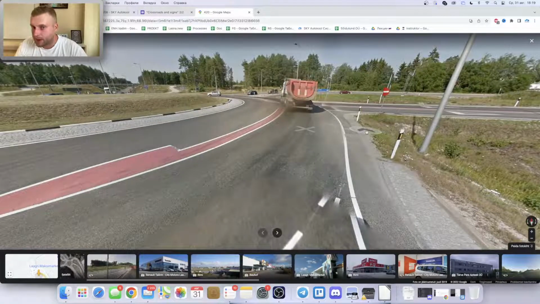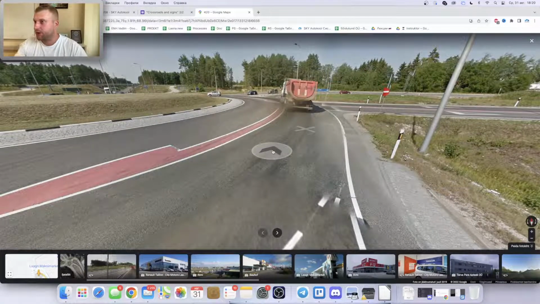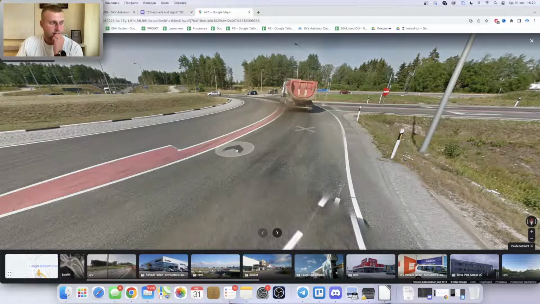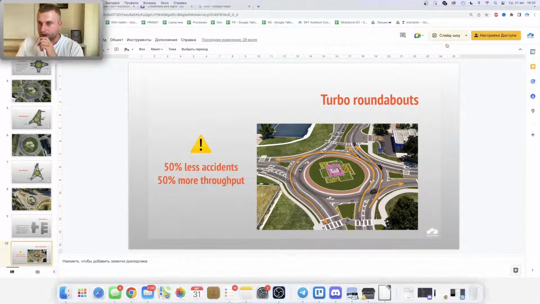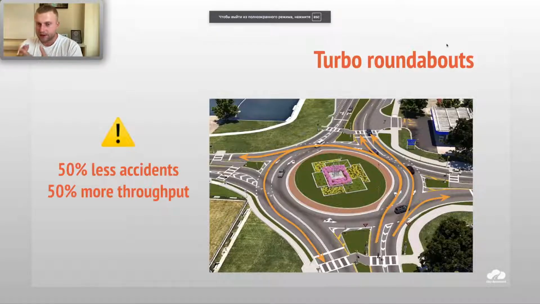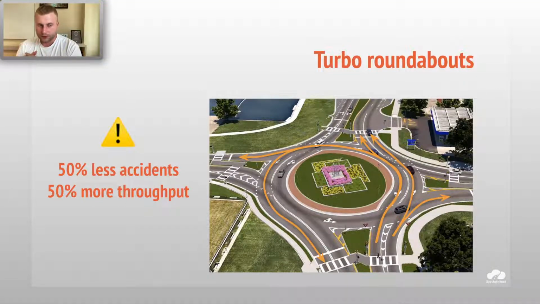So that's why it's a turbo roundabout, because casual roundabouts don't have this kind of system which pushes you automatically out to the right lane. It's a new system that is being constructed now mostly in Europe. It's quite useful. These kinds of roundabouts have 50% fewer accidents, and also 50% more throughput. It's only because of this automatic lane changing on these roundabouts.